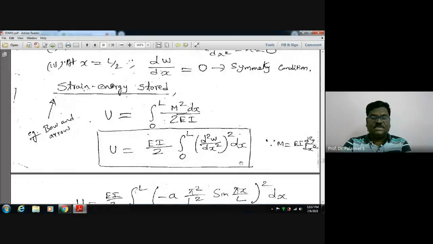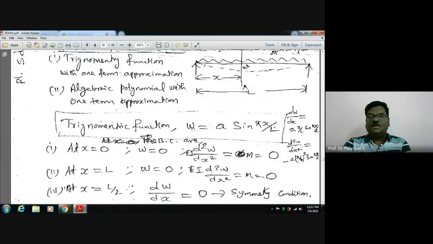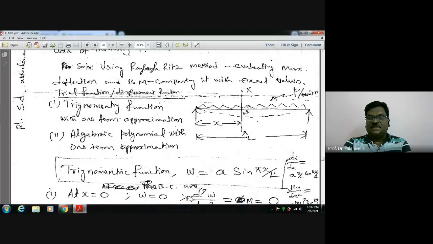Strain energy stored, right. Now I am coming to our discussion here. Strain energy stored, U equal to... I will come to that later. What is this strain energy stored? In that beam, you consider a small infinitesimal element dx. What is the strain energy stored there?